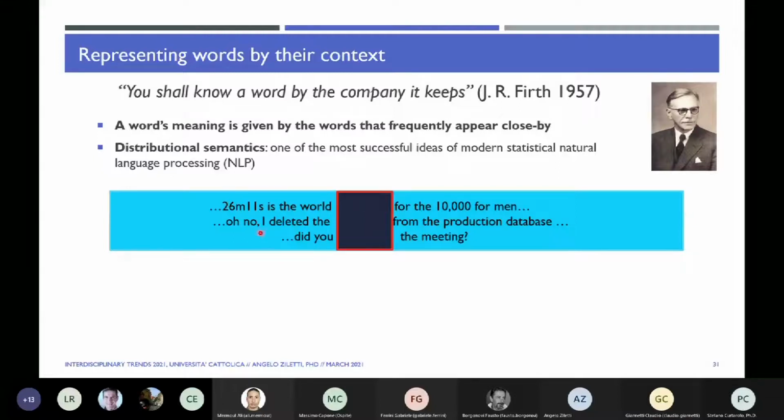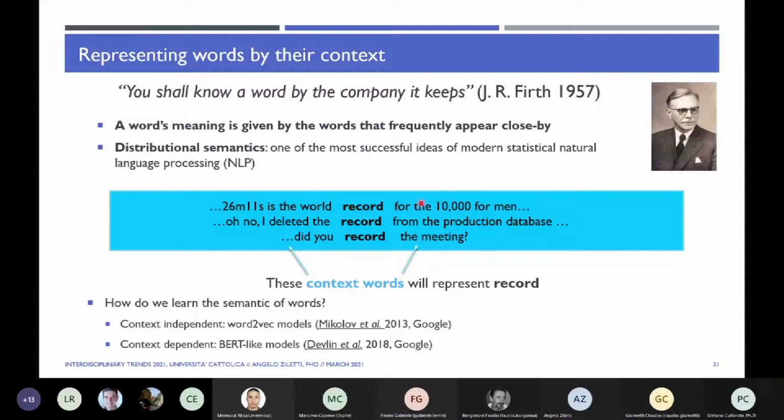Here I have 3 sentences, and there's one word missing, and you can guess a word that should fit in that context. Here you see, 26 minutes 11 seconds is the world record for the 10,000 meter man. And, I deleted the record from the production database. So you can say, okay, this is the word record. In the same way, you're able to fill in the gaps. That means that the meaning of the word can be guessed from the neighboring words. That's the whole idea of semantics, and it turns out that deep learning can do that.